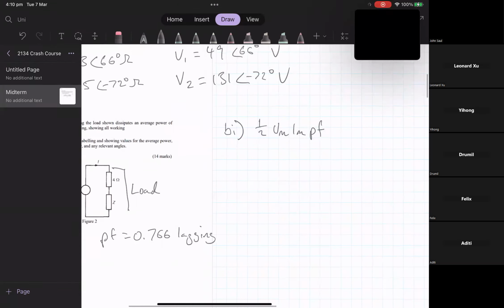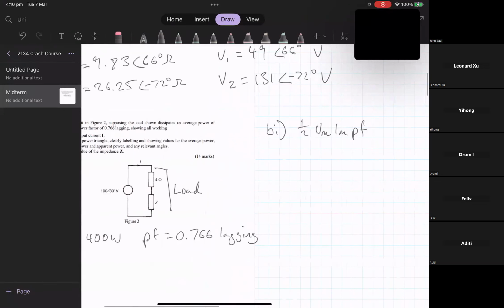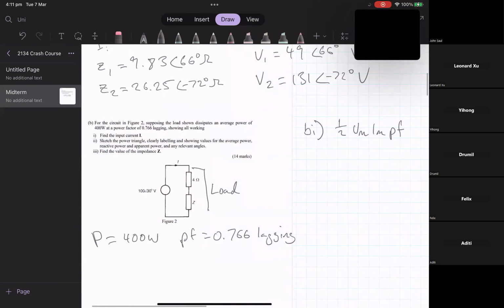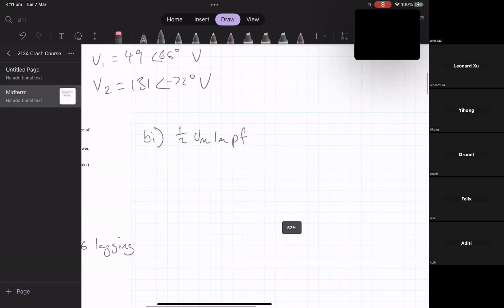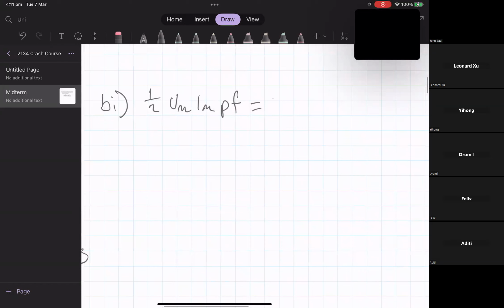So does anybody know what the voltage maximum would be just from this? Yep, just 100 volts, because we're using both these elements as the load, not just Z here, which might be a bit confusing, but yes. So rearranging, P equals 400 watts. We can get the I maximum equals 800 over V max times power factor, which equals 10.44.